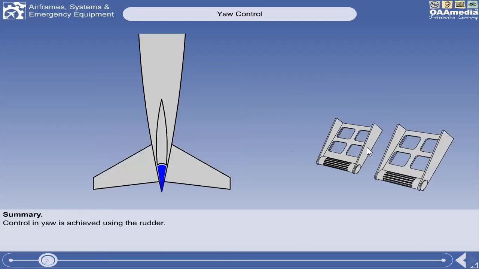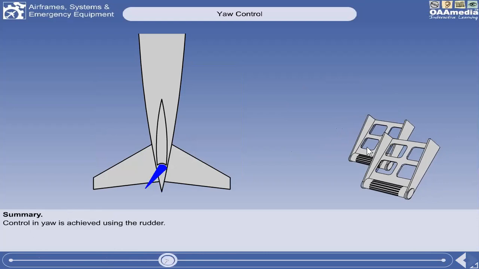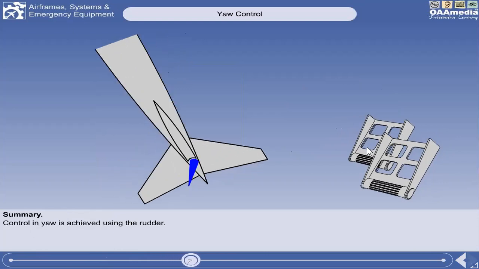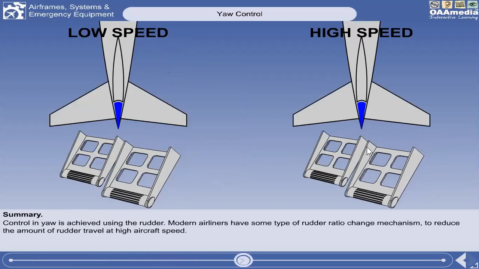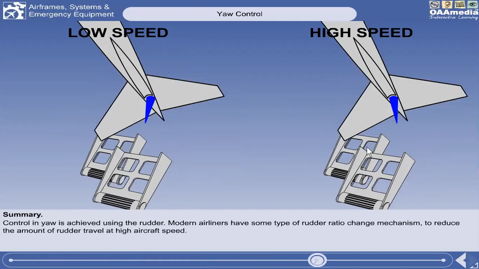That is the end of the lesson. You now know that control in yaw is achieved using the rudder. Also remember that modern airliners have some type of rudder ratio change mechanism to reduce the amount of rudder travel at high aircraft speed.